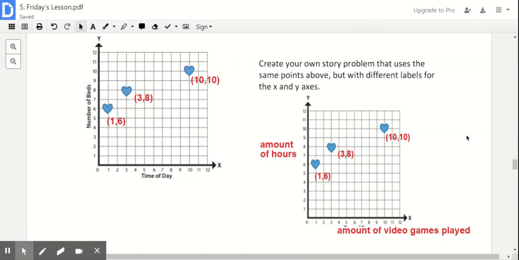All right, so I created my own story and I changed my X and Y axis labels to talk about the amount of video games played and the certain amount of hours for my Y. So I did my X axis, if I were going to explain this, as I played one video game in 6 hours. Then I played 3 video games in 8 hours, and then another time I played 10 video games in 10 hours. So I'm using the exact same information from the same coordinate plane, the same ordered pairs, but I just created my own story by changing the labels.